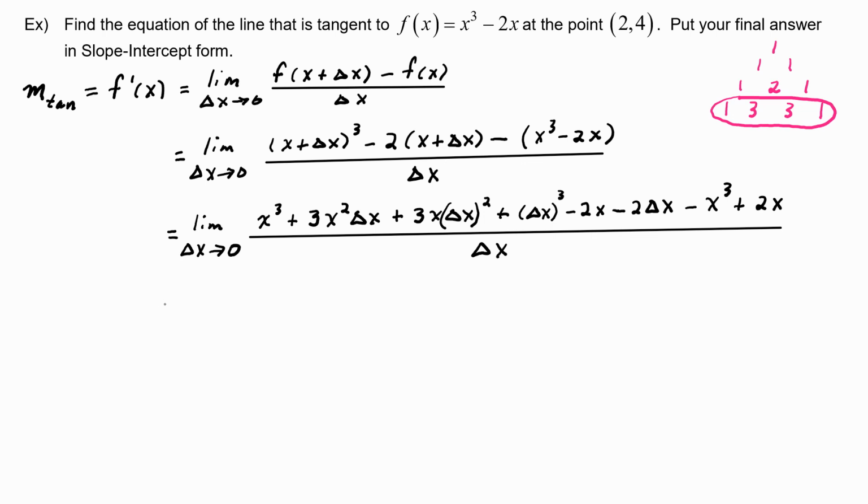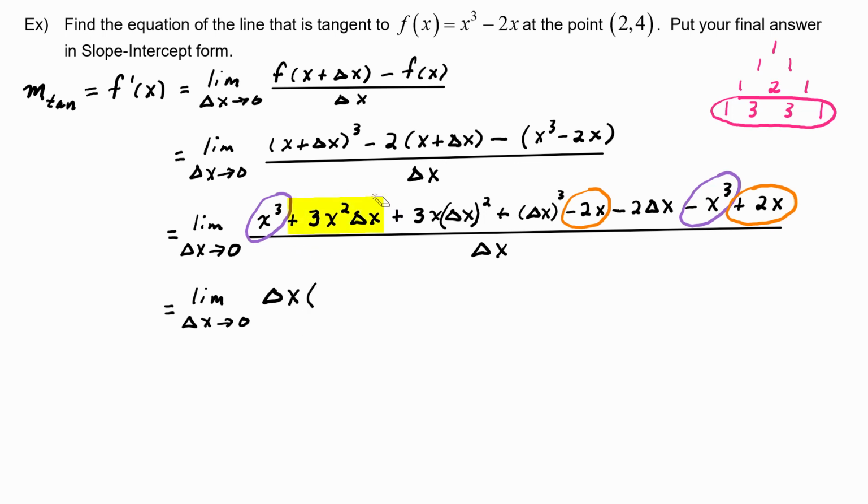So let's simplify. This will equal the limit as delta x goes to 0. Now let's look for everything that's going to cancel. We have an x cubed here, which will cancel with a minus x cubed there. We have a minus 2x, which will cancel with the plus 2x. And then notice that all the terms that are left have a delta x in it. So let's go ahead and factor out a delta x.